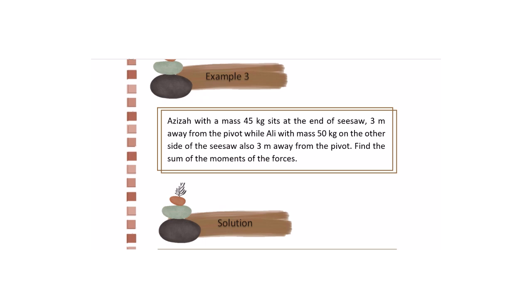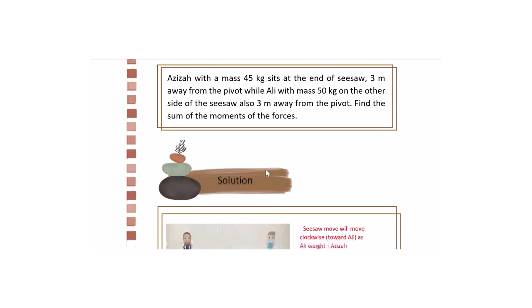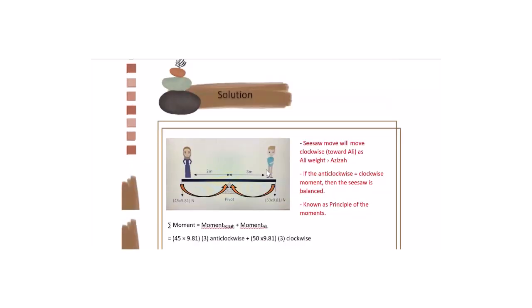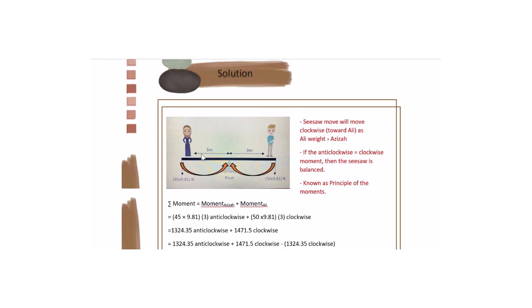Look at example 3. Aziza with a mass of 45 kg sits at the end of a seesaw 3 meters away from the pivot, while Ali with a mass of 50 kg is on the other side of the seesaw, also 3 meters away from the pivot. Find the sum of the moment of the force. So we have the figure here. Aziza and Ali, we have the pivot and the distance from the pivot. Aziza is 3 meters, and the pivot to Ali is also 3 meters.